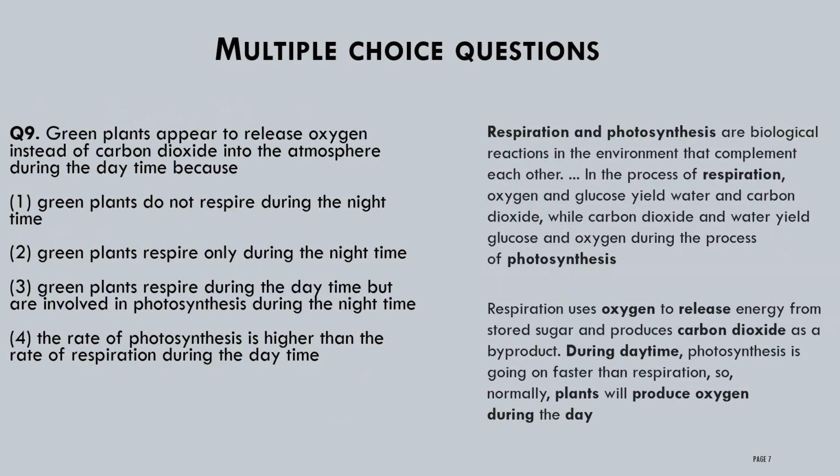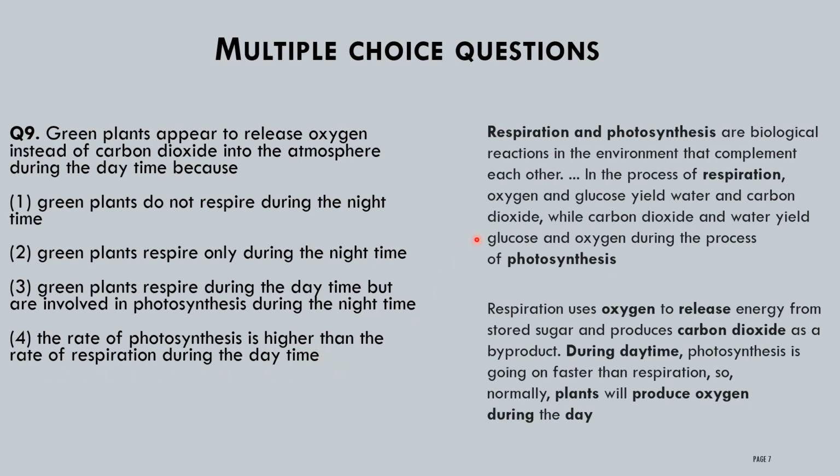Let us discuss the next question. Green plants appear to release oxygen instead of carbon dioxide into the atmosphere more in the daytime. What is the reason? They are asking. First option, green plants do not respire during the night time. Second, green plants respire only during the night time. Third, green plants respire during the daytime but are involved in photosynthesis during the night time. Fourth option, the rate of photosynthesis is higher than the rate of respiration during the daytime.